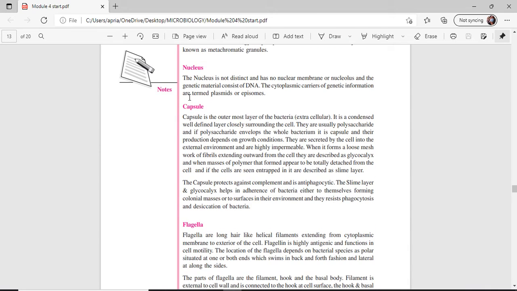Now, the capsule. Okay? The capsule is the outermost layer of the bacteria. Okay, ang bago lang, not all bacteria have capsules. So, selected bacteria lang ang may mga capsules. Okay, your capsule is the outer layer or extracellular. It is a condensed, well-defined layer constantly surrounding the cell. They are usually polysaccharide. And if polysaccharide envelops the whole bacterium, it is a capsule, and their production depends on the growth conditions. They are secreted by the cell into the external environment and highly impermeable.